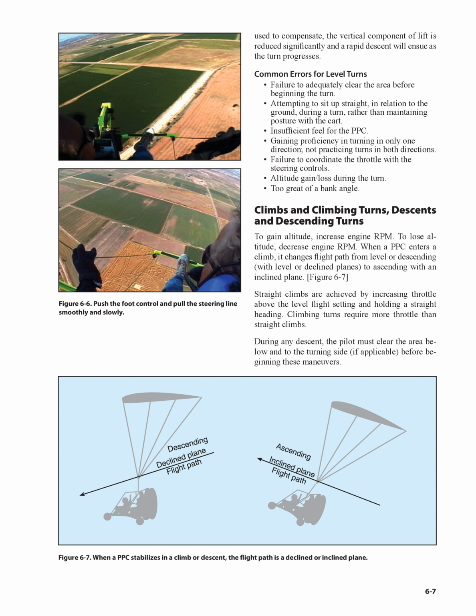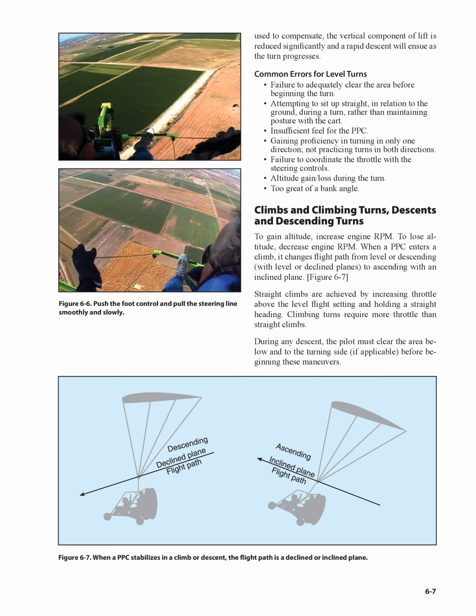Climbs and climbing turns, descents and descending turns. To gain altitude, increase engine RPM. To lose altitude, decrease engine RPM. When a PPC enters a climb, it changes flight path from level or descending, with level or declined planes, to ascending with an inclined plane. Figure 6.7, straight climbs are achieved by increasing throttle above the level flight setting and holding a straight heading. Climbing turns require more throttle than straight climbs.